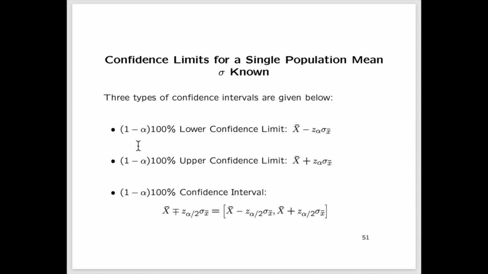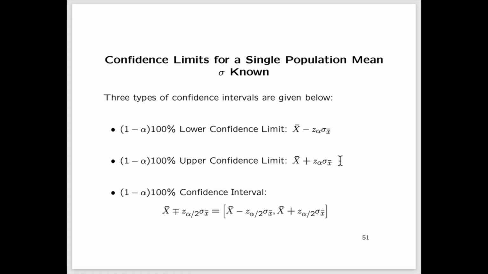If what we want to do is to construct the 1 minus alpha times 100% lower confidence limit for a population mean, then that's given by this expression, x bar minus z sub alpha times the standard error of x bar. If the question calls for constructing an upper confidence limit, then instead of subtracting this quantity, this margin of error, we would add that value. So x bar plus z sub alpha times the standard error of x bar.